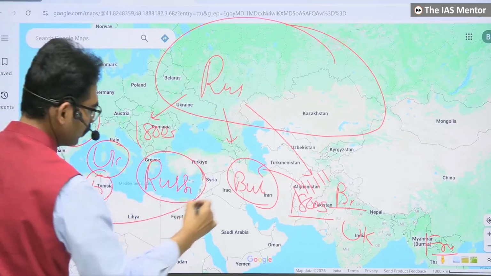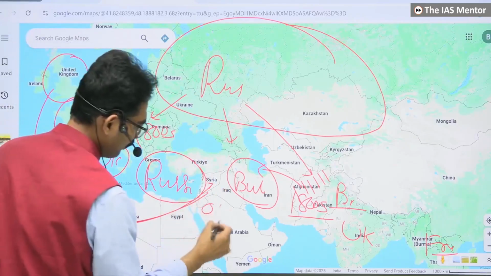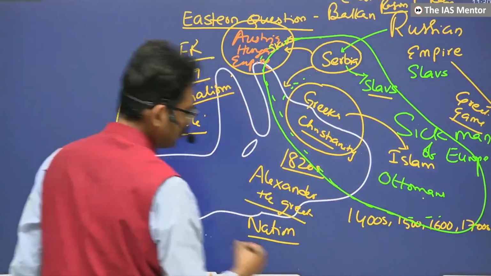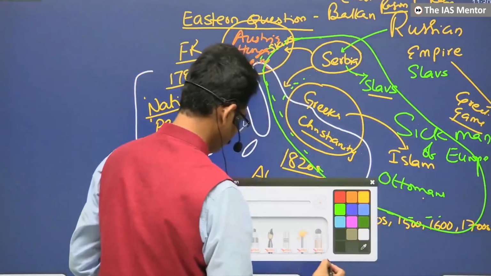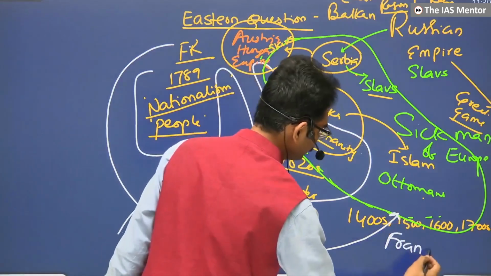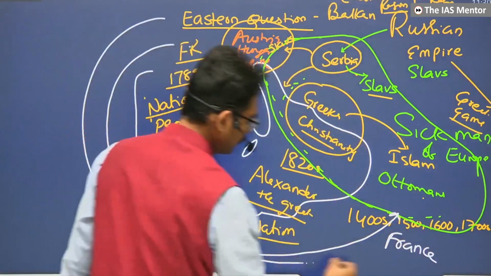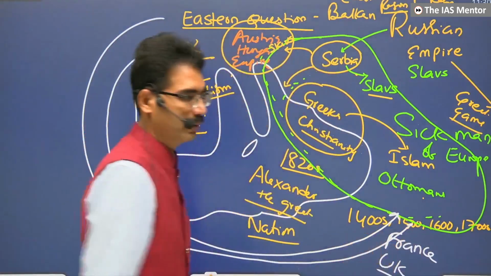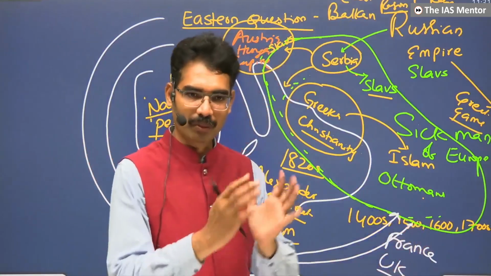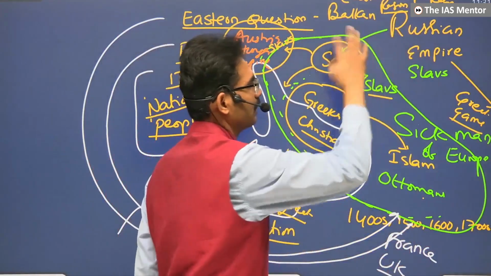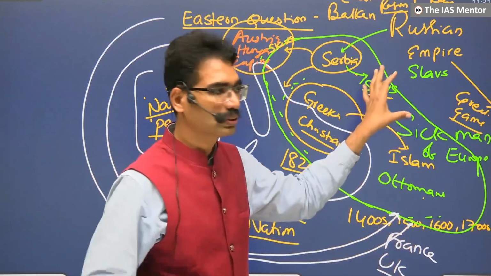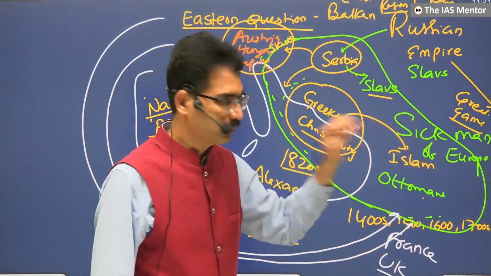Both will go and support the Ottoman Empire. Now come to this. France will go and support the Ottoman Empire, and the United Kingdom also goes and supports the Ottoman Empire. Now you see blocks. Ottomans, France, United Kingdom, one block. Russians, Serbia, one block. Russia wanted to come to this area. France and United Kingdom wanted to stop the Russian movement. They will go and support.